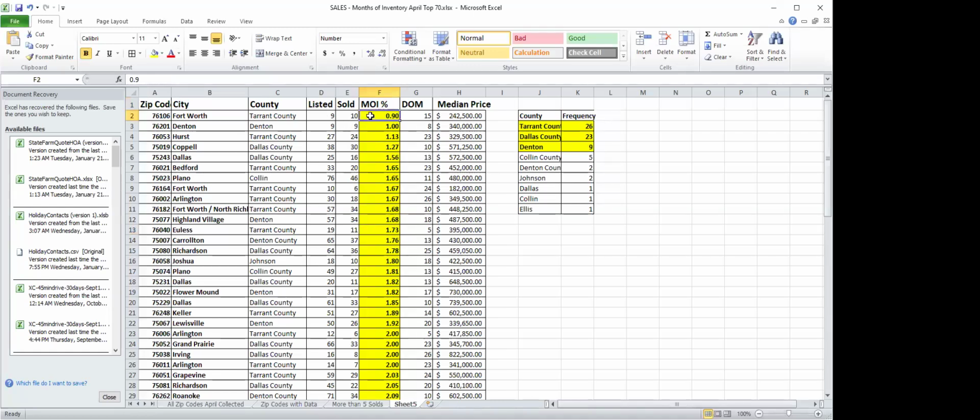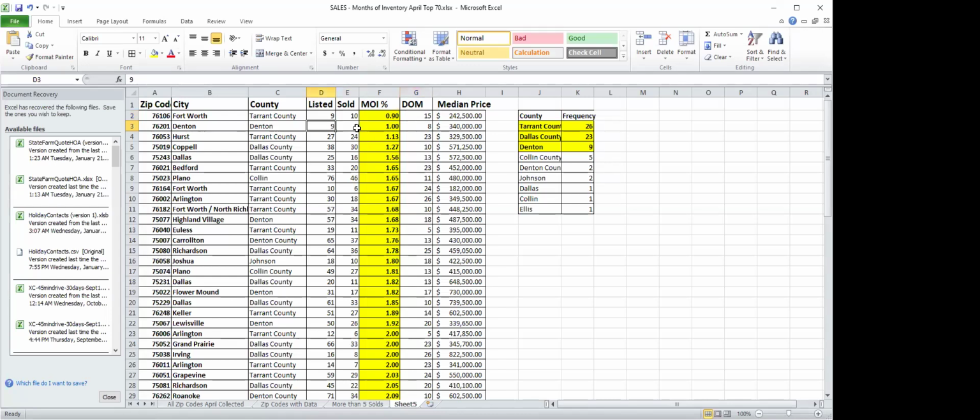So for example, let's say we have a MOI, months of inventory, of less than 1 or 2, look what happens. We have 9 listed, which means 9 active, but 10 sold. What does that tell you? It tells you that as soon as you put your property on the market, it sells pretty much right away. Look, the average days on the market is 15 days. In 2 weeks, you can have your money back, putting it back into your business and buying another property. It's a quick turnaround.